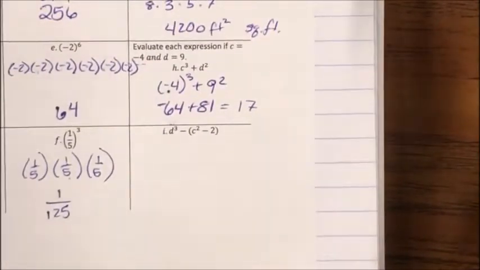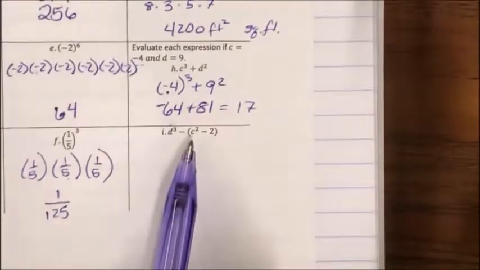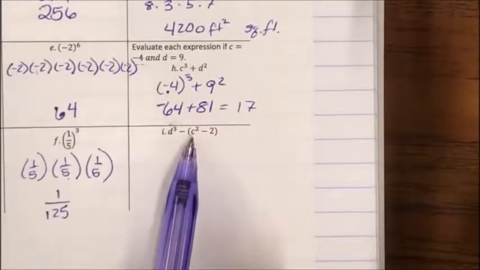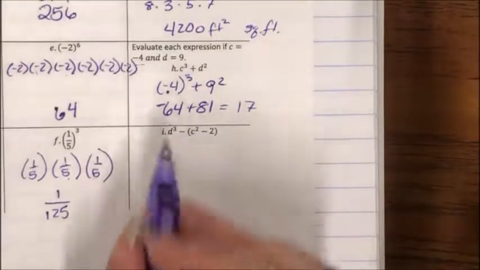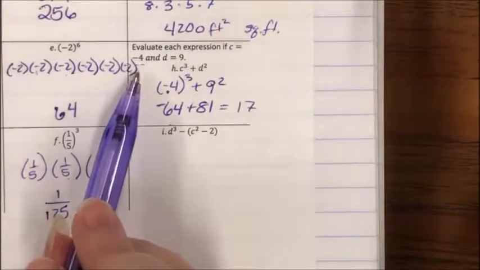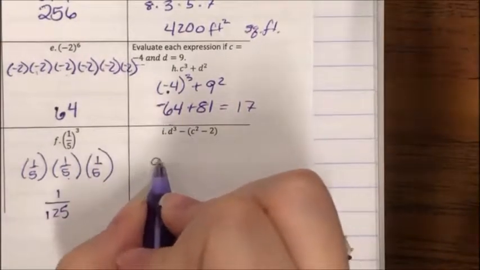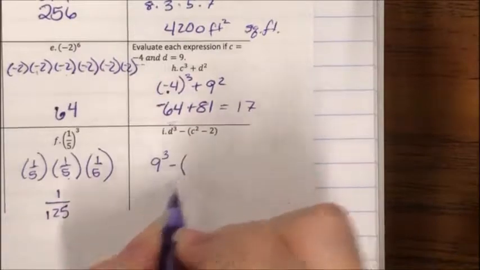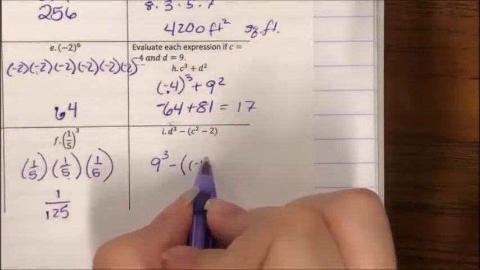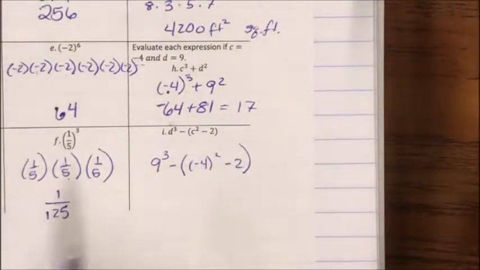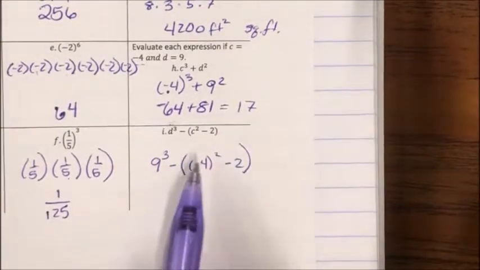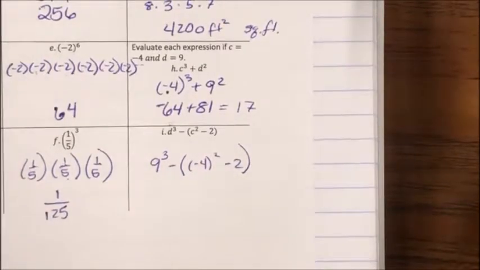Okay. The last one I have down here is D cubed minus the quantity C squared minus 2. Okay. So I'm gonna go ahead and substitute in my variables. D is 9, so 9 cubed minus -4 squared minus 2 in parentheses. Again, notice I keep that -4 in parentheses to remind myself that I'm multiplying -4 times -4. That's the base that I'm multiplying it by, okay?